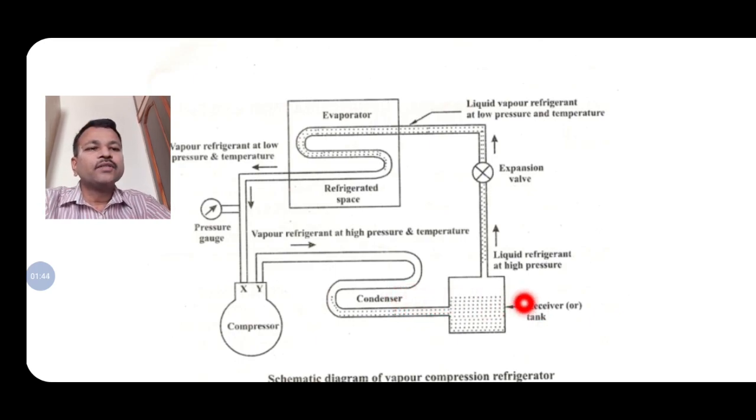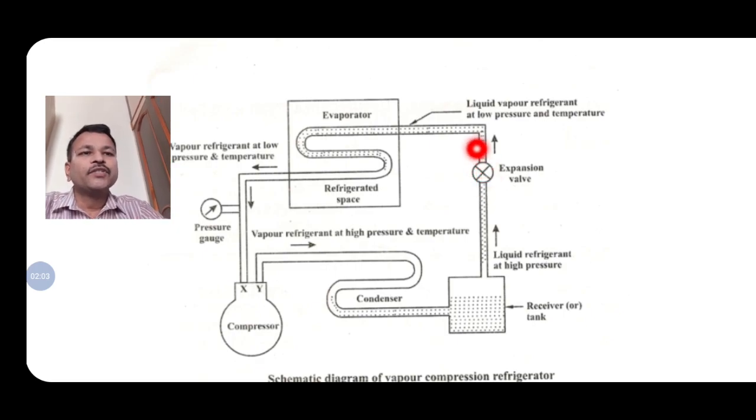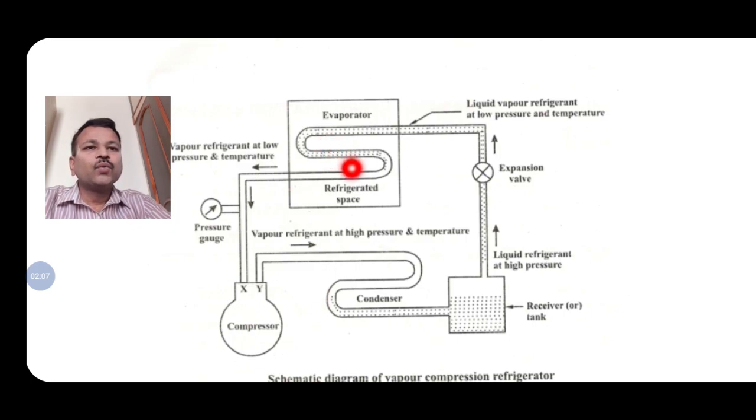Receiver or a tank. It does not have any technical work, but it will store. It is a storing device; it will store the refrigerant. Next, the expansion valve. The main job of the expansion valve is to convert high pressure into low pressure and high temperature into low temperature. Again, the evaporator is there. The evaporator has to make the refrigerant evaporate. That is the main function of the evaporator.